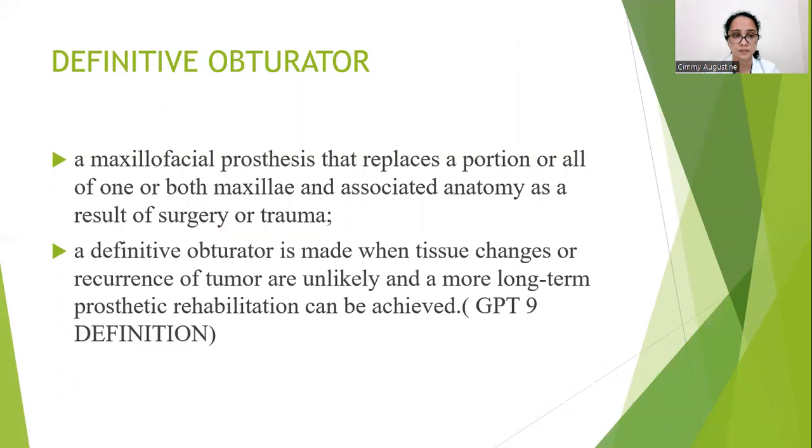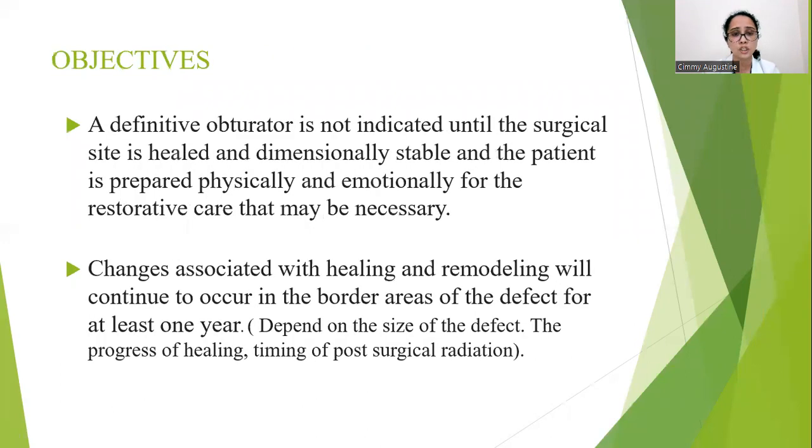Next is the definitive obturator. So what is a definitive obturator? It is a prosthesis associated with the surgical defect. As a result of surgical trauma, if an obturator is made early, then tissue changes will occur. Definitive obturation can be achieved when we are not expecting much tissue change, when the surgery site is stable and the patient is prepared for the rest of the care.